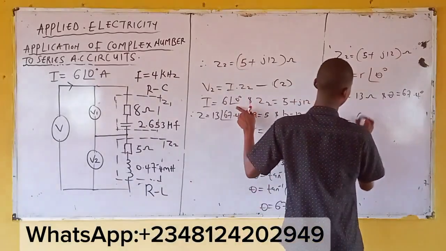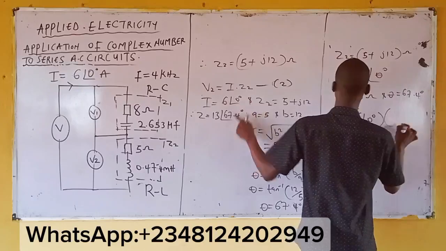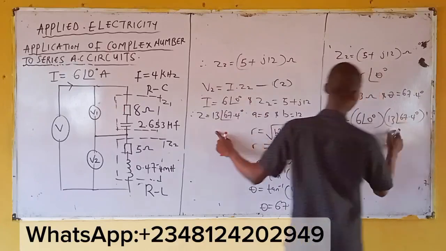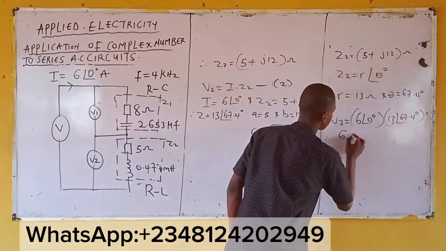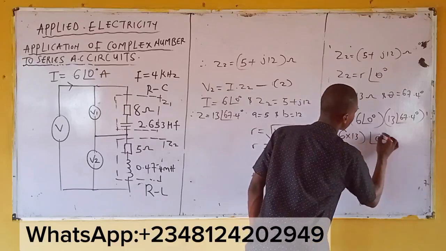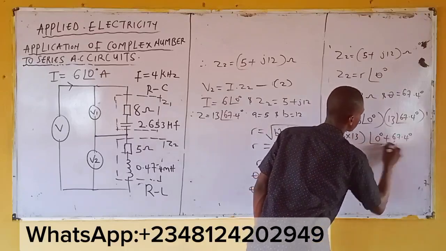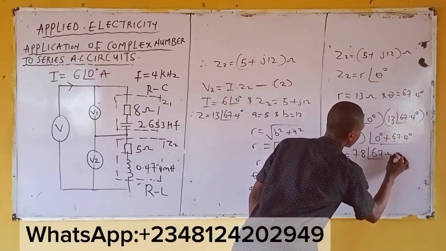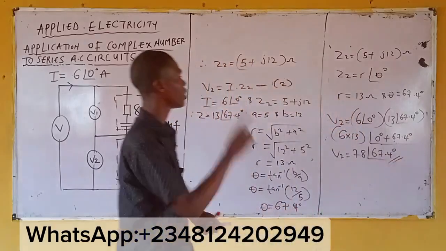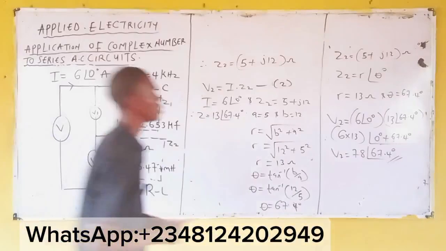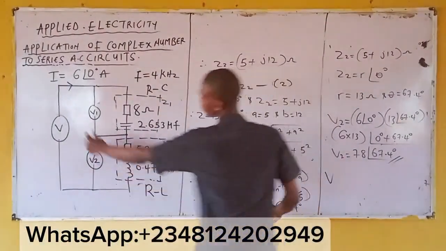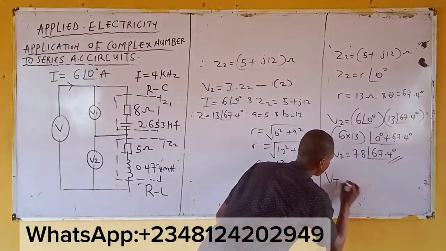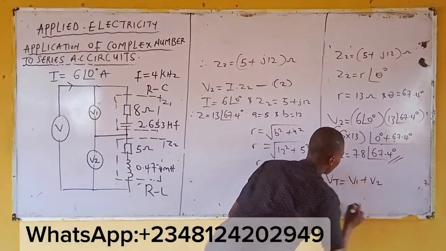meaning V2 becomes what? What's your current? 6 at 0 degrees multiplied by your Z2, 13 at 67.4 degrees. Now, multiply, meaning 6 times 13, then 0 degrees plus 67.4 degrees. What's the answer, please? V2 becomes what? 78 at 67.4 degrees. So this is number 2. You've answered number 1, you've answered number 2. What's number 3? Number 3 is this guy, the total supply voltage.